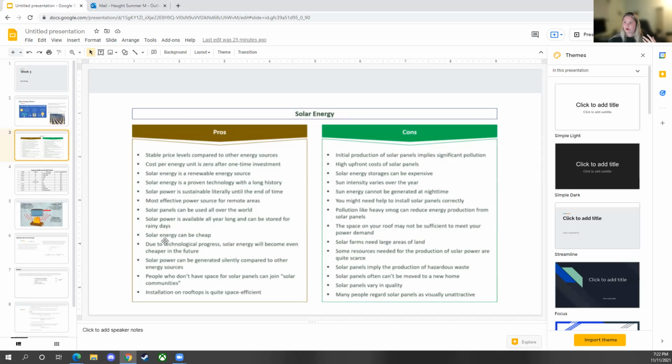The second one there is that we're only advancing further in technology. So they could only become cheaper if we figure out different materials to use that will substitute for silicon and are going to be cheaper. That's another way that it's a pro.